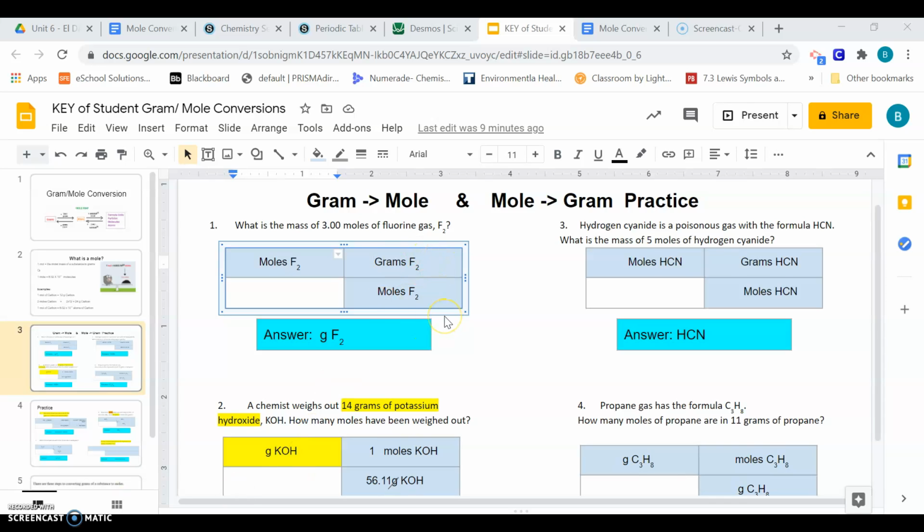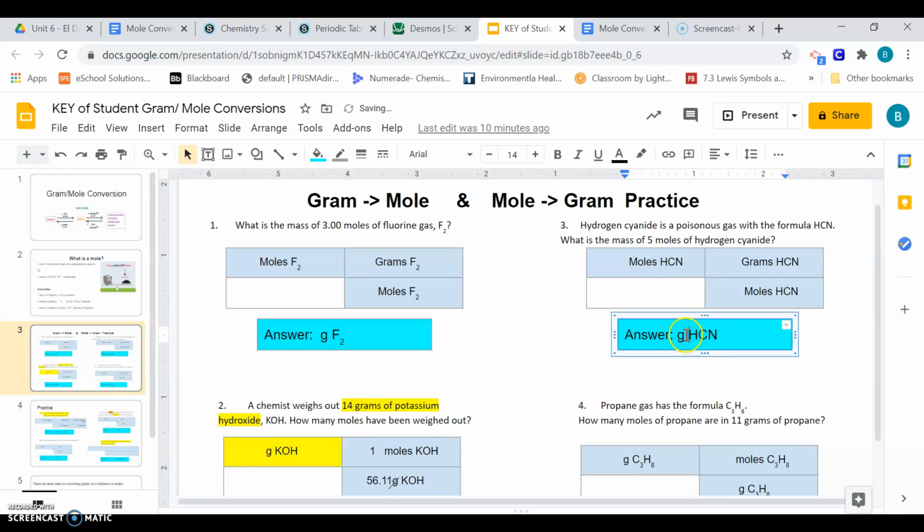So in this first slide, we're going to look at gram to mole and mole to gram. These top two, when it's saying mole to gram, that means you start with the number of moles to find out how many grams that would make of a substance. So for instance, number 3 here on the side, hydrogen cyanide is a poisonous gas with the formula of HCN. What is the mass? So when it asks what is the mass, that means you are trying to find the number of grams. So our answer will be in grams of HCN.